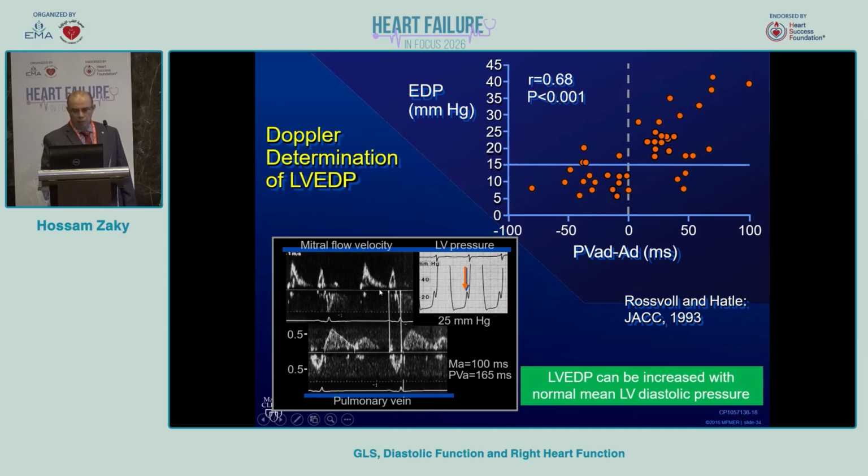It might look normal, but when you measure the A reverse duration, if it is 30 milliseconds or more in duration, more than the A of the mitral, this is definitely a high filling pressure, and this is plotted in this study versus diastolic pressure. So if the duration is more than 30 milliseconds, you have a high filling pressure.